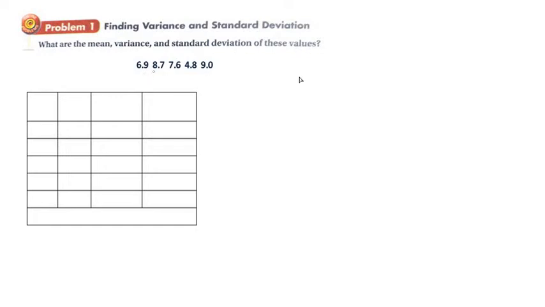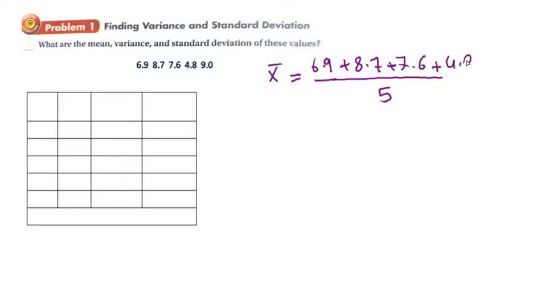To start, we need to find the mean, or x bar. The mean of this set of values is their sum over their number. We have 5 values here, so we divide over 5, and the sum is 6.9 plus 8.7 plus 7.6 plus 4.8 plus 9. The average is equal to 7.4.